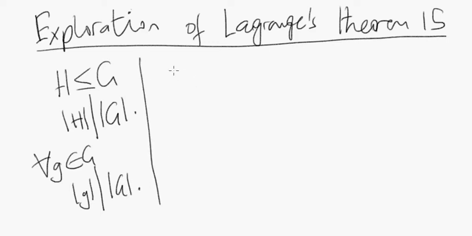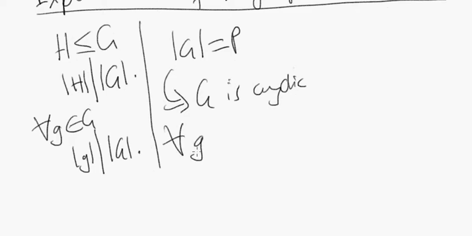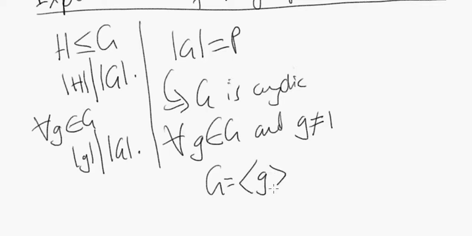What did we conclude when we said that the order of a group equals some prime? Did we say that this implies that G is a cyclic group, and furthermore that every non-identity element of G is actually a generator of the group? That is, for all g an element of G with g not equal to the identity, if the order of the group is prime, then the group G can be generated by the element little g, right?